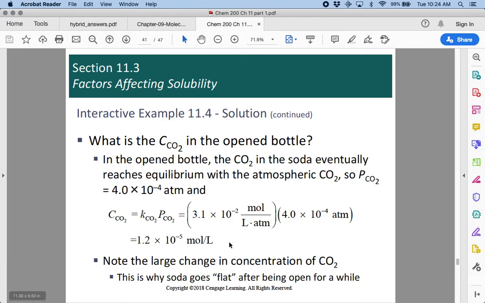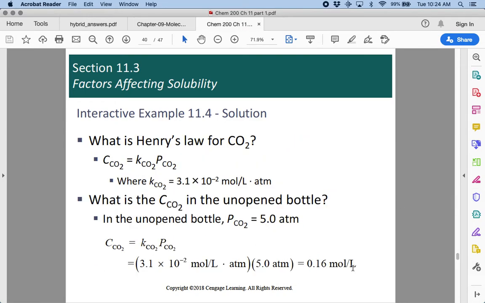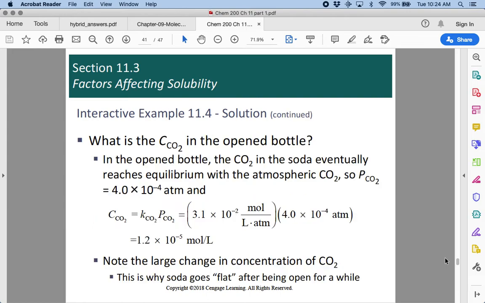Then we can do the same thing for the open bottle and compare them. We get 1.2 times 10 to the negative 5 moles per liter in the unopened bottle, or excuse me, the opened bottle. So there's a huge change between the 0.16 in our closed bottle and our opened bottle. We have to keep in mind that this is 10 to the negative 5. Because of this, when the bottle is opened, the gas will escape, and this is why soda goes flat.